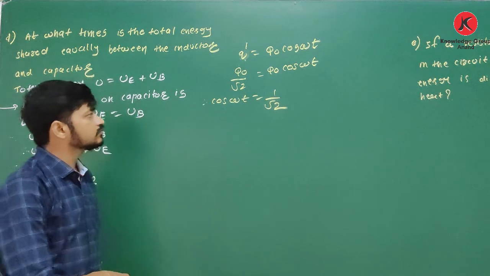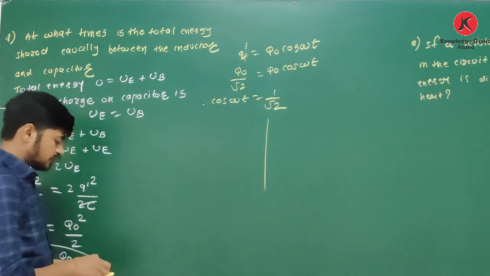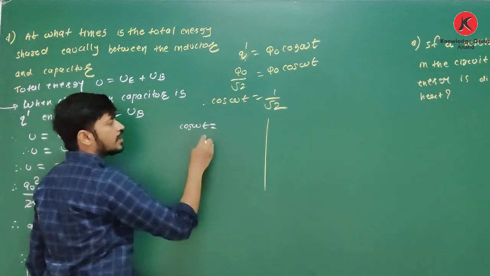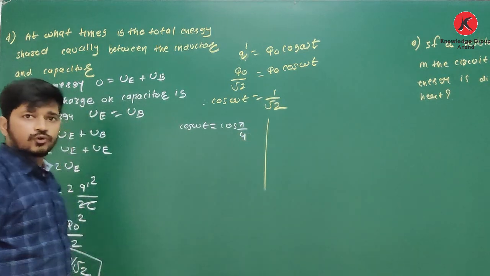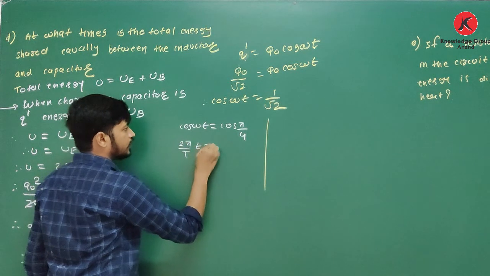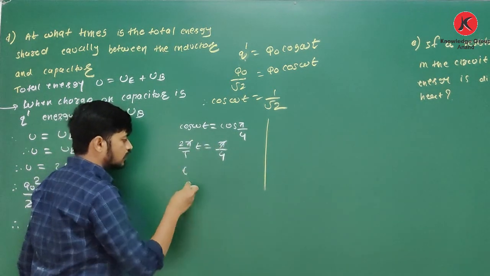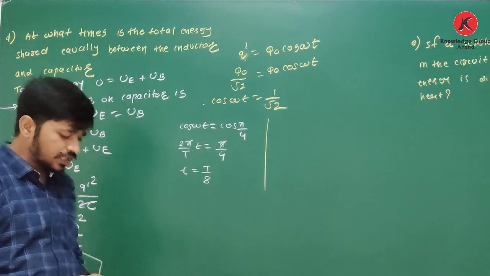Now again, how to find times? I will take other values. See here, cos omega t equal to 1 upon root 2 means it is cos pi by 4, that is cos 45. Omega means 2 pi upon T into t, which is pi by 4. Pi cancels, so t is equal to T by 8. At time t is equal to T by 8.